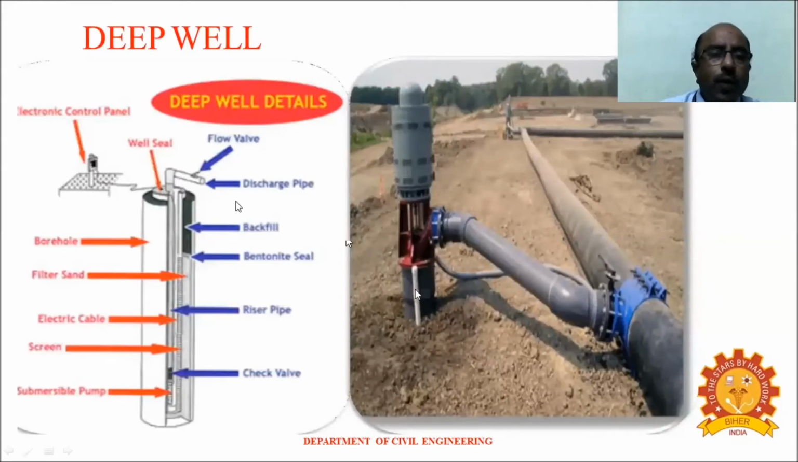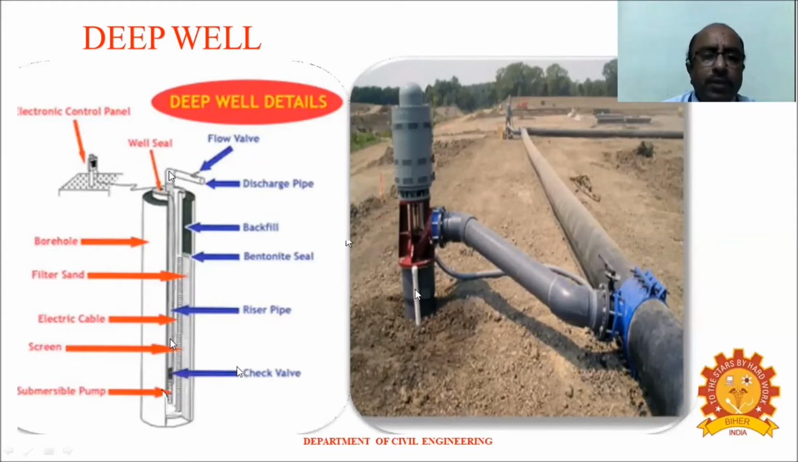So this picture clearly shows how a deep well system works. It has the borehole, and the filtered sand, and the electric cable on the screen, and at the bottom we have the submersible pump. And there is a check valve to avoid any return of the water, and this is the riser pipe through which the water goes up. This is the bentonite seal, so that we can pump out the water here, and the sides stay stable, and this is the backfill, and the entire thing is properly sealed.